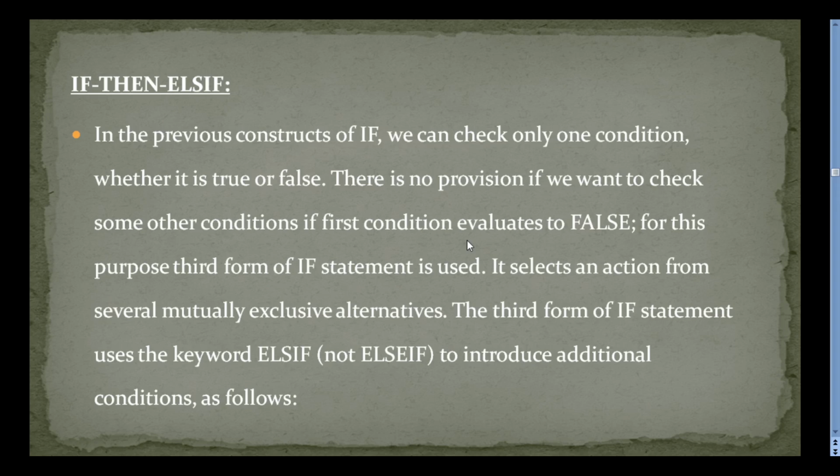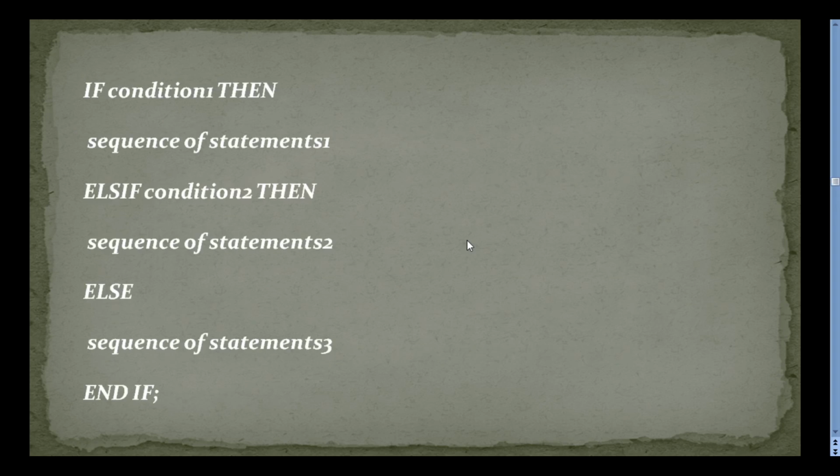So if the condition is true, it performs the if block statements. Otherwise, the controller jumps to else if, where another condition is checked. If the condition is true, then the next block of statements is executed. Otherwise, else if, and like that. If you want to take alternative decisions, then you can use if then else if.